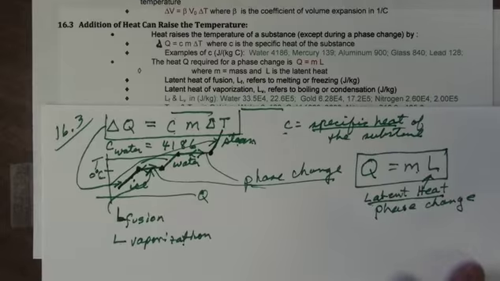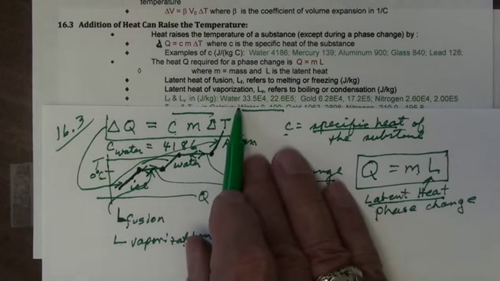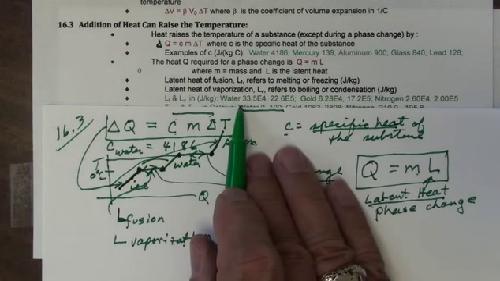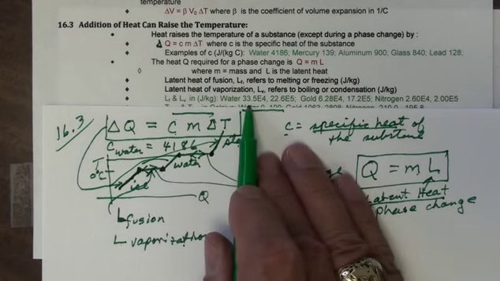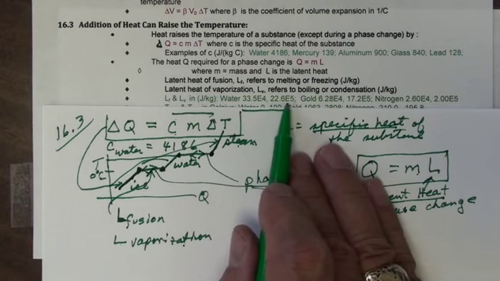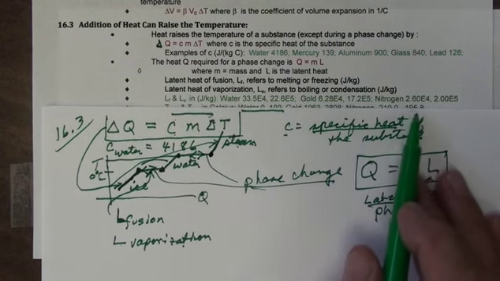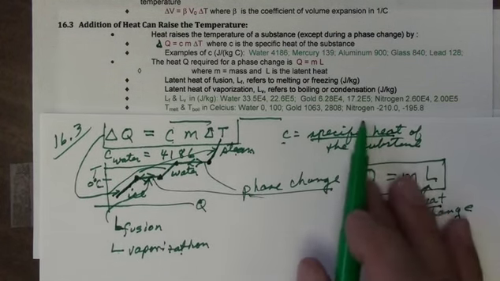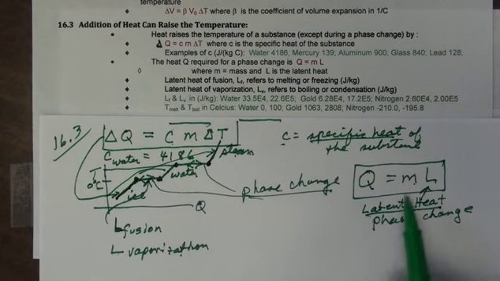And to give you some examples of these latent heats, water, first I'm going to give you the latent heat of fusion, then vaporization. Water is 33.5 e to the fourth, and then 22.6 e to the fifth. Gold, there's the two numbers, nitrogen, and so forth, and we can see what the different substances are. But in particular, let's choose water.